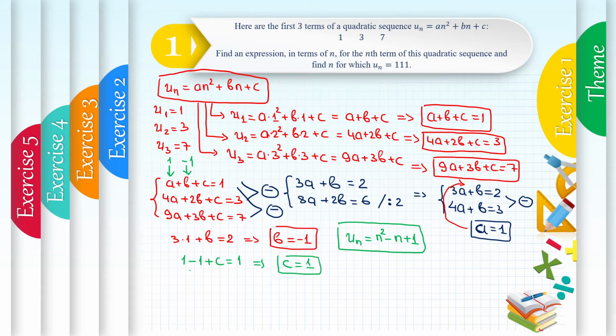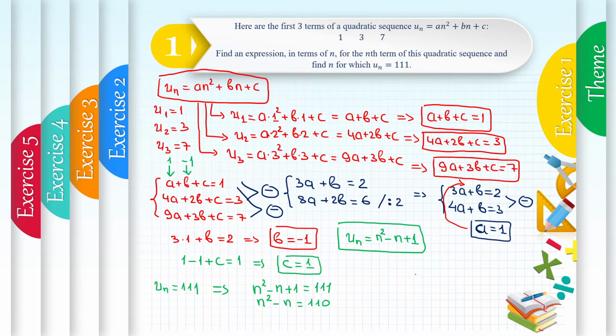We had that un is equal to 111. And now, because we have the general formula, we get that n squared minus n plus 1 must be equal to 111, or n squared minus n must be equal to 110. We get a second order equation.